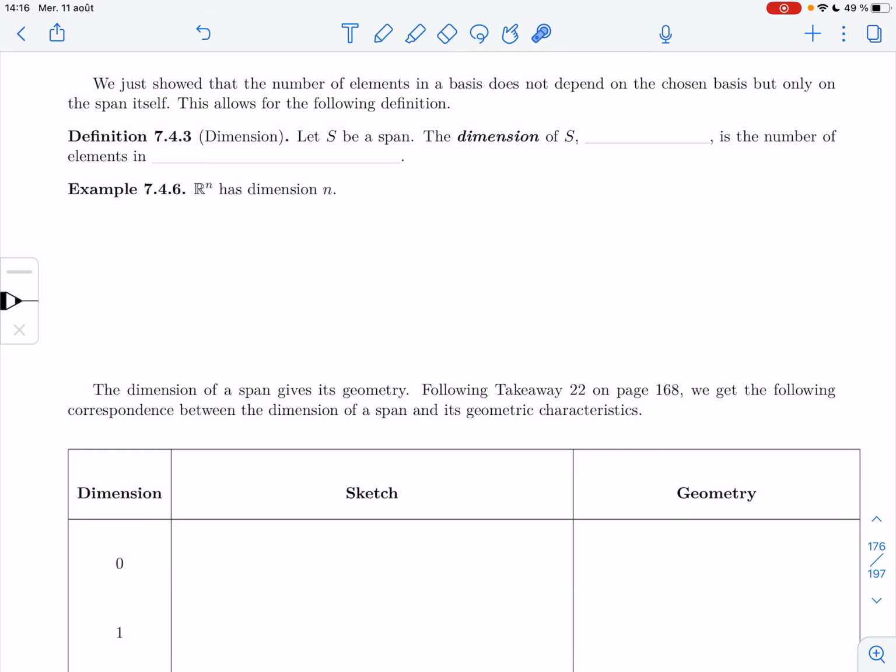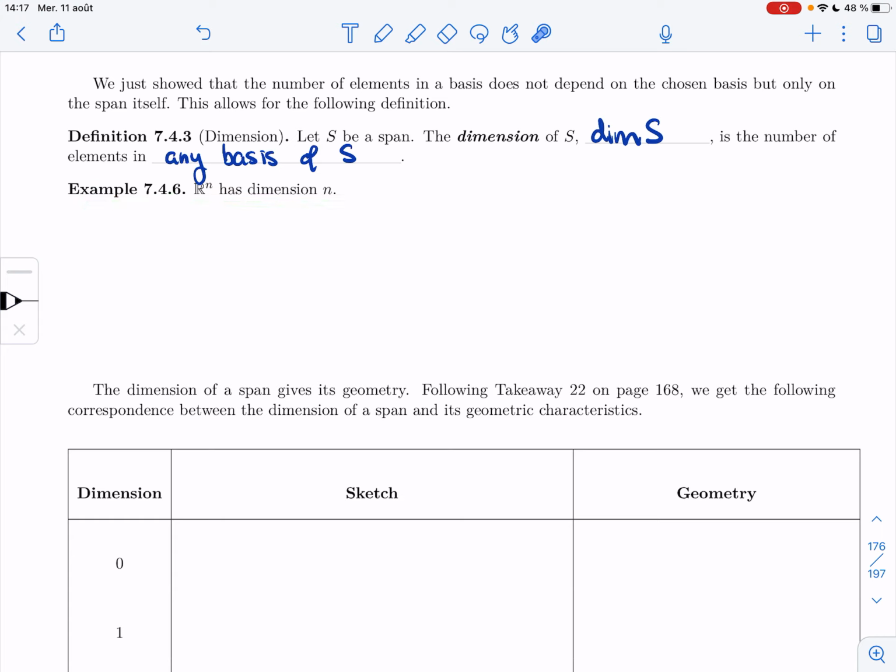I have a span. The dimension of S, and I'm going to use dim S as a shorthand, is the number of elements in any basis of S. So I don't have a unique basis, so I can't say "the" basis. That's why we needed the last theorem. We needed the last theorem to tell us that it didn't matter which basis you picked, they all have the same number of elements.